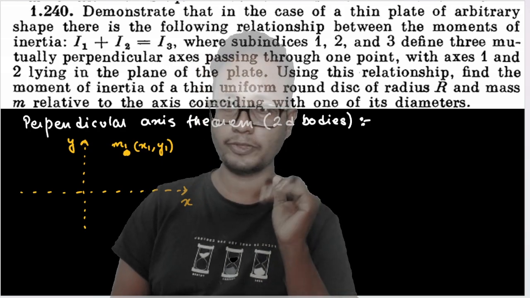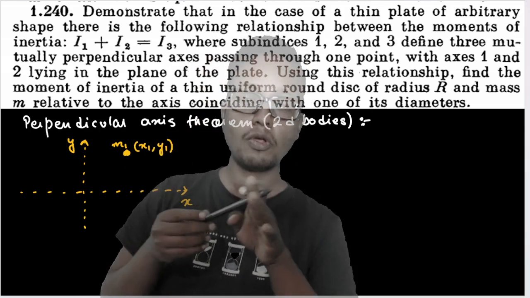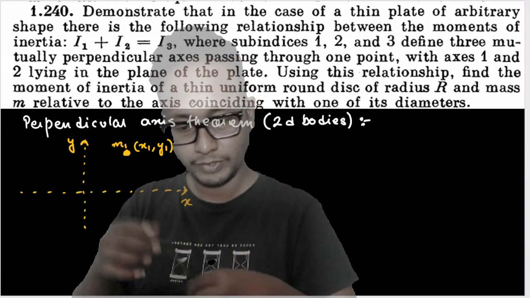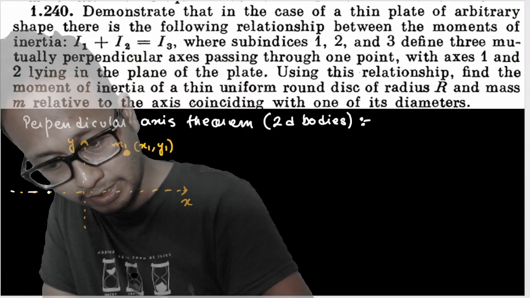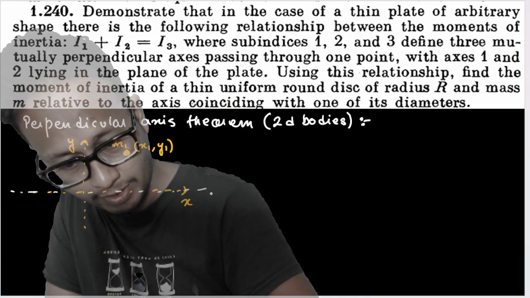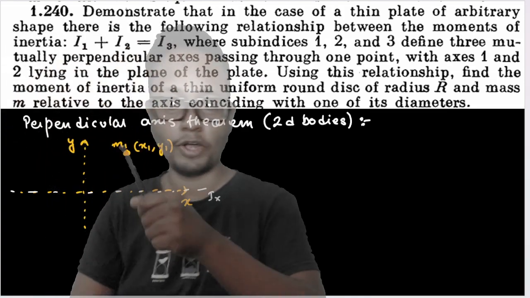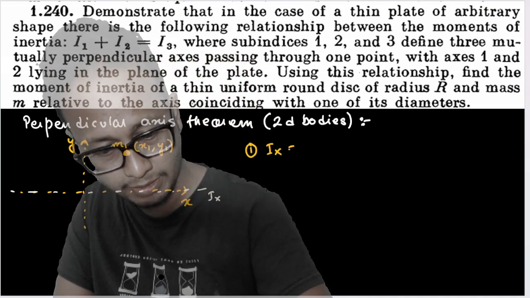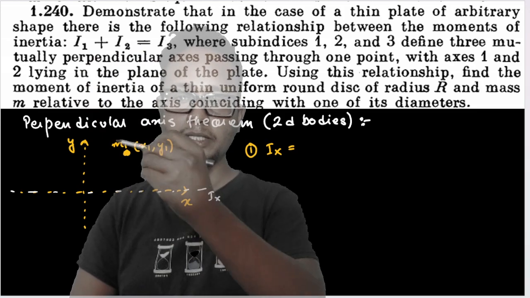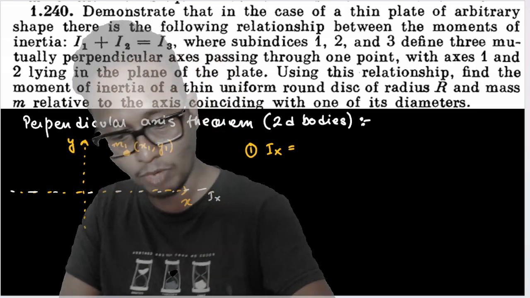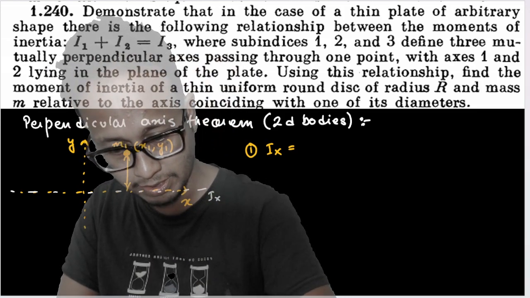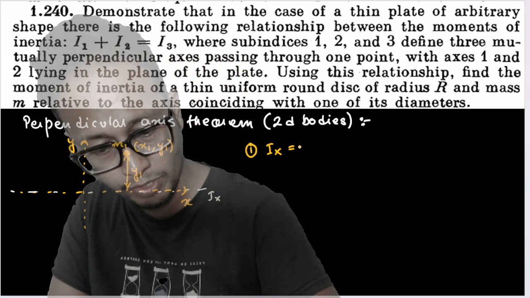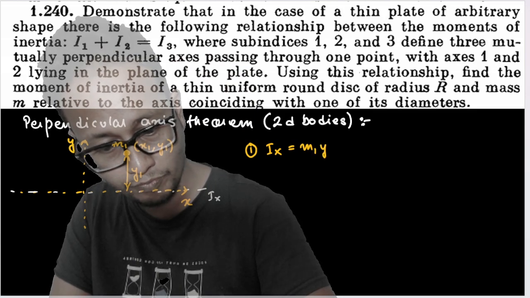Now my first question is, what is the moment of inertia of this point mass about the x-axis? This is my axis, the x-axis, Ix. The moment of inertia about the x-axis is nothing but mass m1 into this distance squared, and this distance is nothing but y1, because the y coordinate is y1, isn't it? So the moment of inertia about this axis is m1 into y1 square.